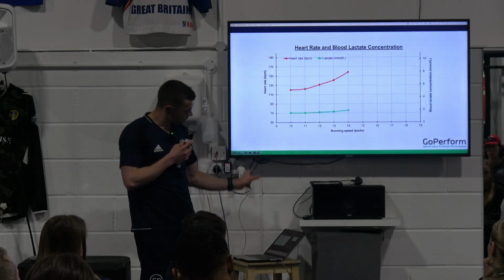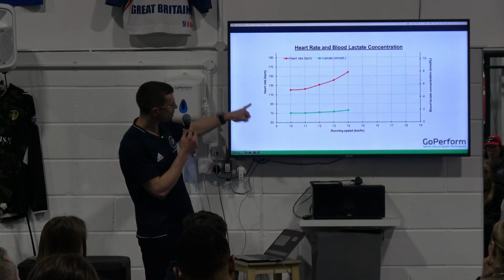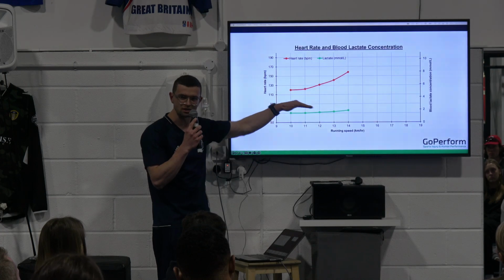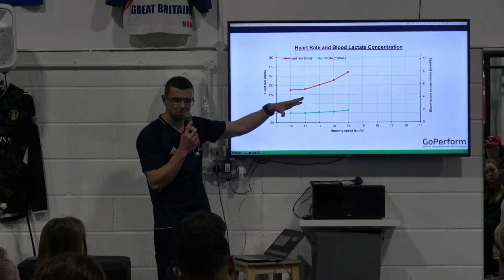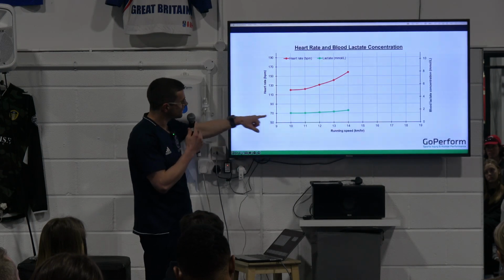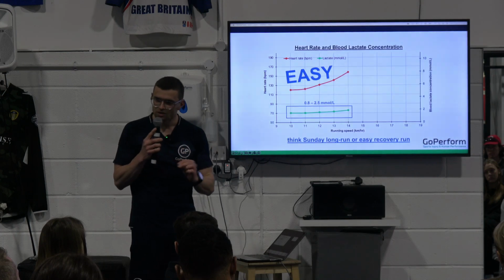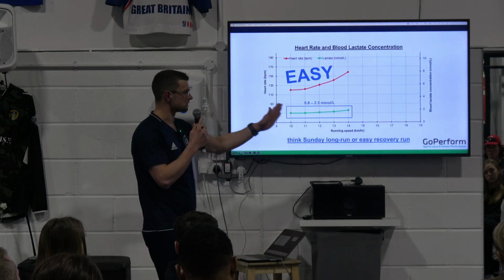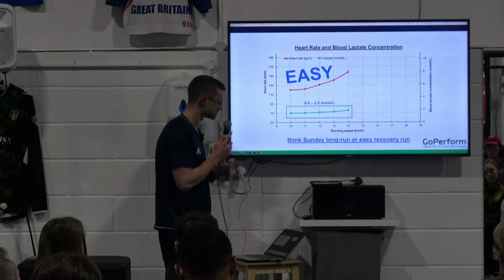If this was someone's lactate profile, in these first few stages you can see the lactate doesn't change very much. It's low, it stays very steady. There's a very slight increase, but it's quite small. The heart rate goes up quite a bit, but that's all right. Basically, this is easy. This is your easy running. The lactate stays low. Think long run, Sunday run, recovery run. You can manage that all day. It's really comfortable. It's aerobic, and you can manage it for a long time.